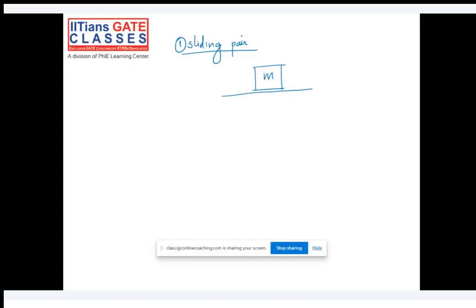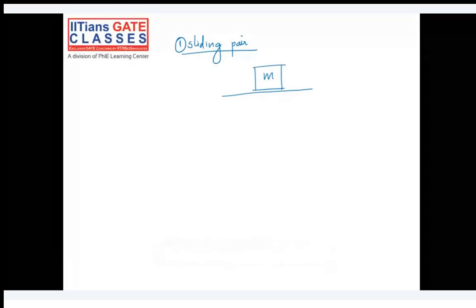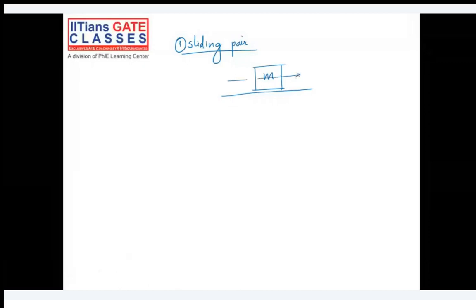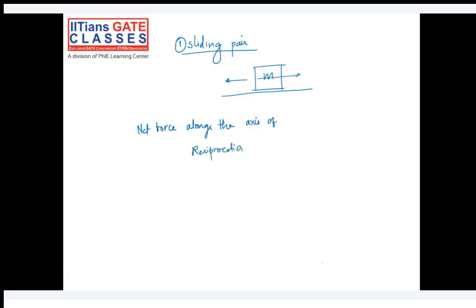It is not in equilibrium, it's moving now. So what force can you expect here? What is the summation of the force here? Net force on the axis of reciprocation, what can you expect? Can you tell me? This is, let's say, the axis of reciprocation, so it is reciprocating like this. If I ask you what is the net force along the axis of reciprocation, what should be the answer in this case?